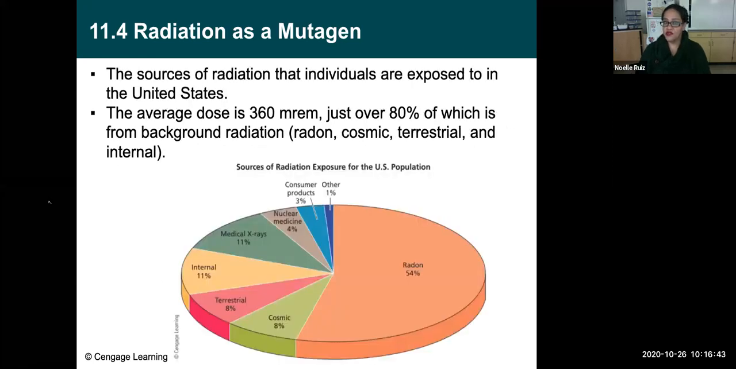These are sources of radiation that individuals are exposed to in the United States. The average dose is 360 mrem. That's just the unit they use to measure radiation. Just over 80% is background radiation. Radon is considered background radiation because it's a natural element occurring in the universe. Cosmic, terrestrial, internal. Internal is us, like I said, like breathing. Cosmic is just space. Terrestrial is in the earth. There's energy that gets transferred all the time. It's considered radiation. Then there's all the other stuff: x-rays, nuclear medicine, consumer products.